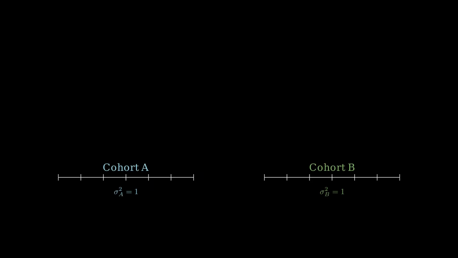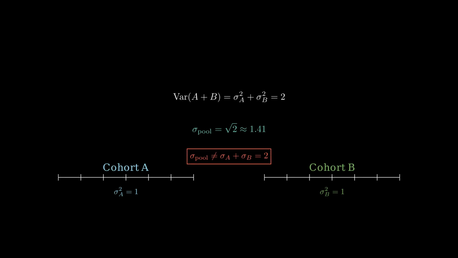When two independent patient cohorts are pooled, their variances add. The standard deviations of the cohorts do not simply add. The pooled spread is the square root of the combined variance, not the sum of the two spreads.